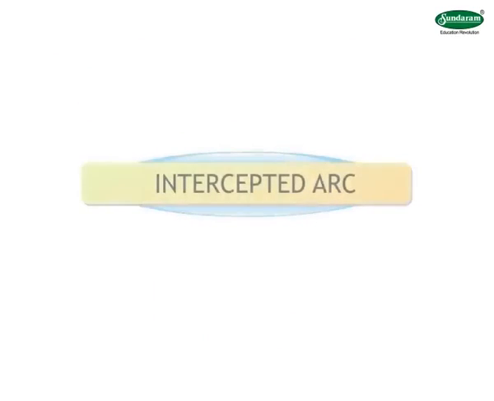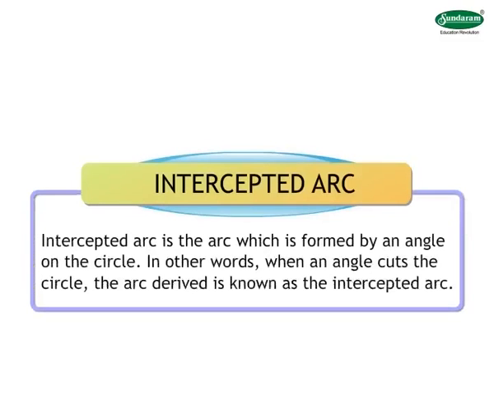Now we shall learn about the intercepted arc. What do you mean by an intercepted arc? Intercepted arc is the arc which is formed by an angle on the circle. In other words, when an angle cuts the circle, the arc derived is known as the intercepted arc.